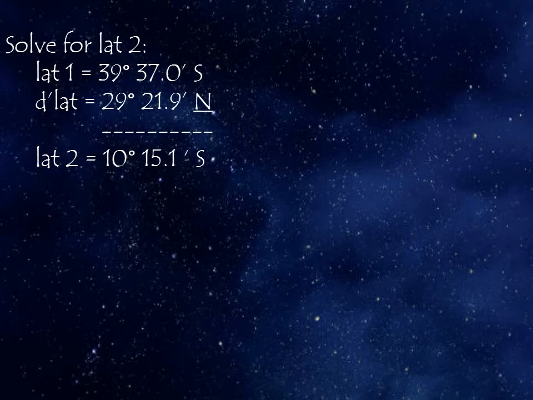Solve for latitude 2. Latitude 1 is equal to 39 degrees 37.0 minutes south, subtracted by the difference of latitude, which is equal to 29 degrees 21.9 minutes north. The result is latitude 2 is equal to 10 degrees 15.1 minutes south.